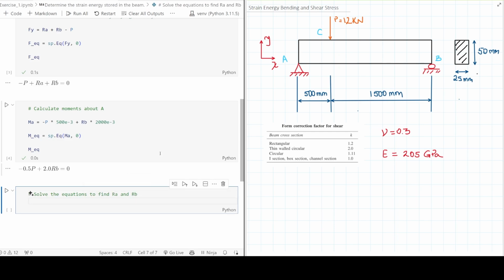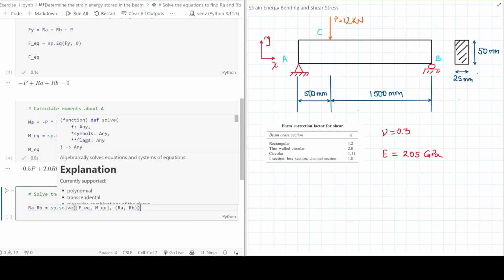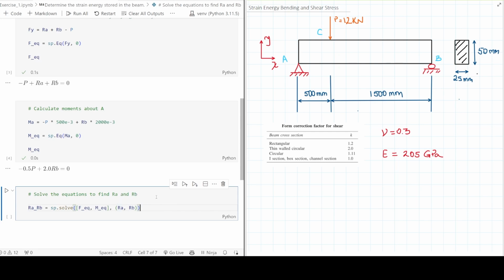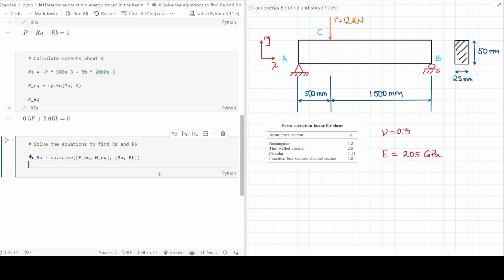So let me call it Ra, Rb. This is going to be solving these 2 equations for Ra and Rb. Yes, and then let me just draw a representation of these to find out how they look. Look at this. They are 0.75P for A and 0.25P for B. Yes, so the one with the larger load is going to be the reaction A.